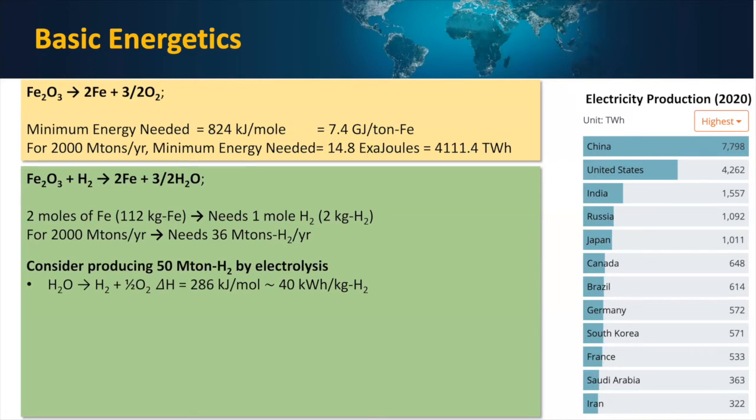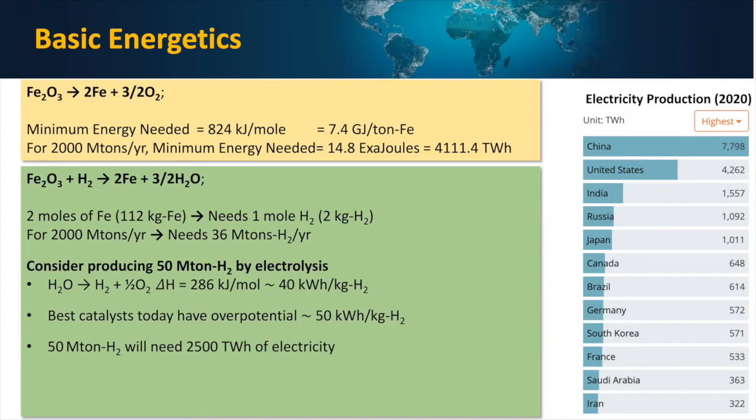Today, this is again thermodynamics. You cannot change the laws of thermodynamics. To split water, you would need at the very minimum 40 kilowatt hours per kilogram of hydrogen, and the best catalysts today are about 50. You can't get better than this, 50 kilowatt hours per kilogram of hydrogen. This is the energy that you would need to split water.